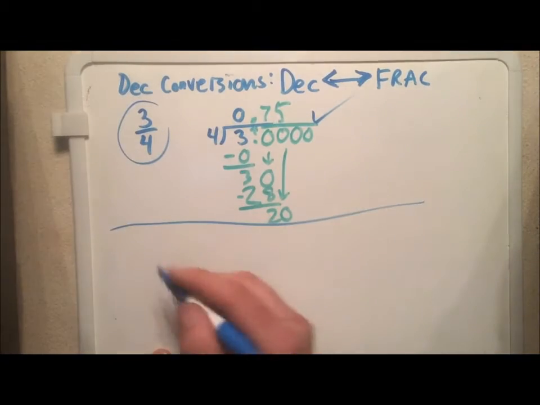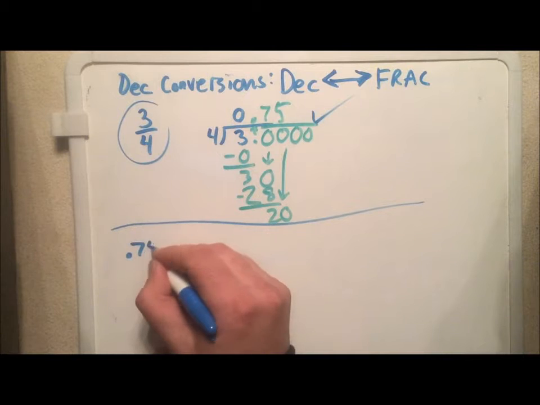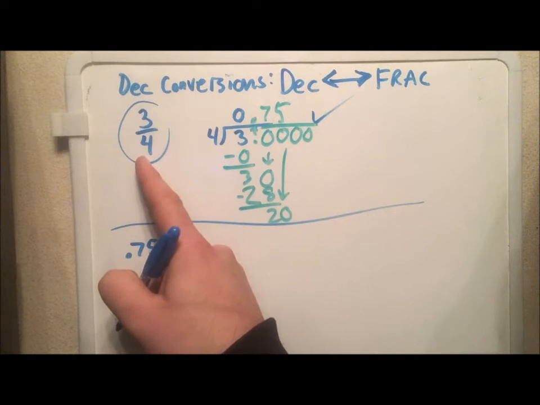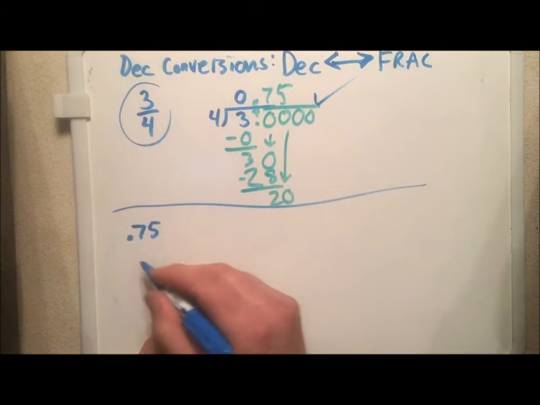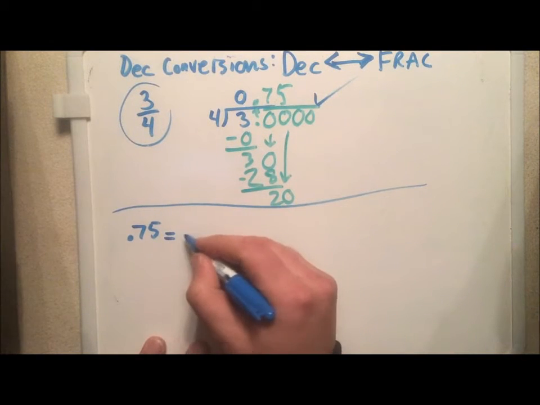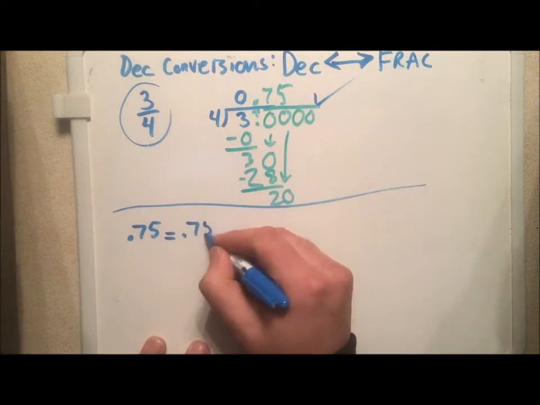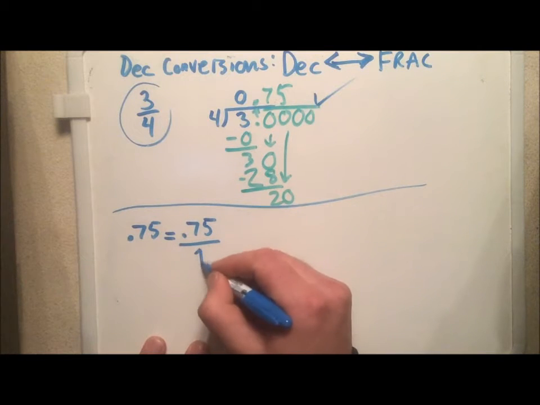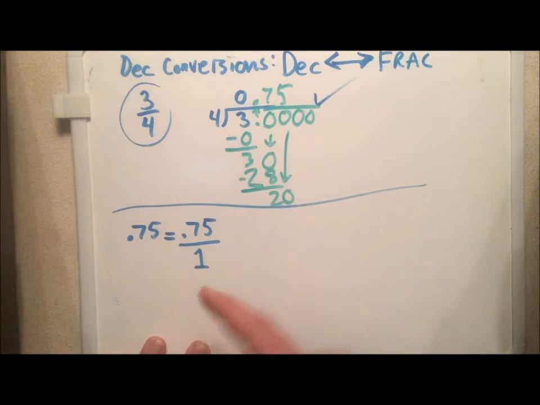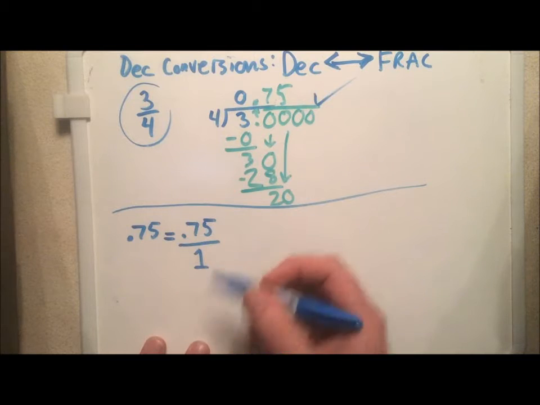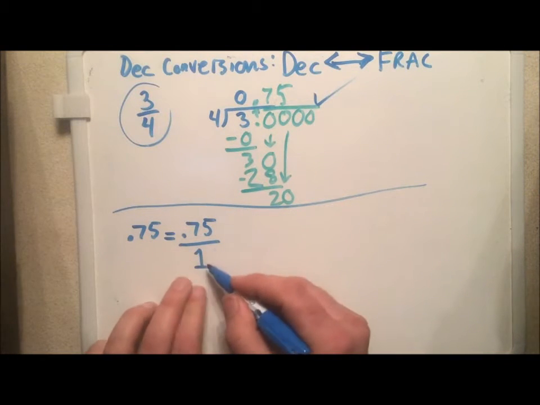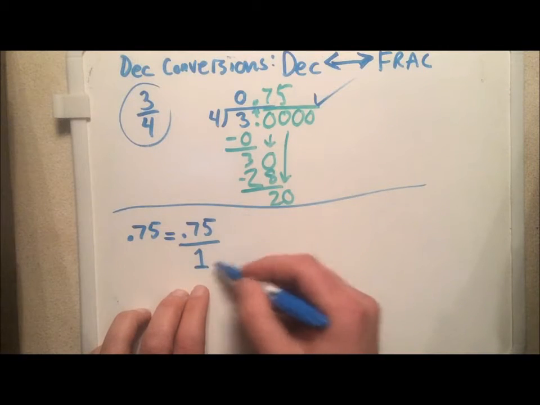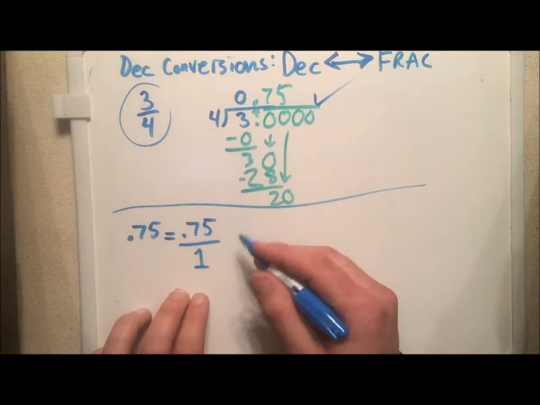Let's take the same number, 0.75. Well, we know it has to be 3 over 4, but how do we get there? The first big step is that you recognize that every number in the universe can be written over top of 1. 0.75 divided by 1. Why? Because anytime you divide by 1, it equals whatever you started with. So there's no change in value.